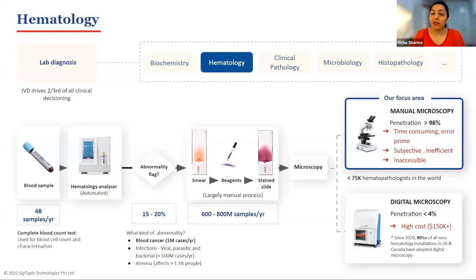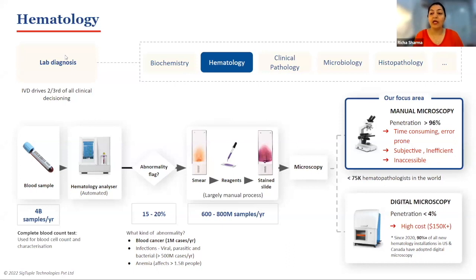And a bigger chunk of these is the hematology lab. It is estimated that around 4 billion samples per year are analyzed in hematology analyzers. And of these, around 15 to 20% are the ones which require a microscopic review. The microscopic review can be done either manually or by digital microscope.